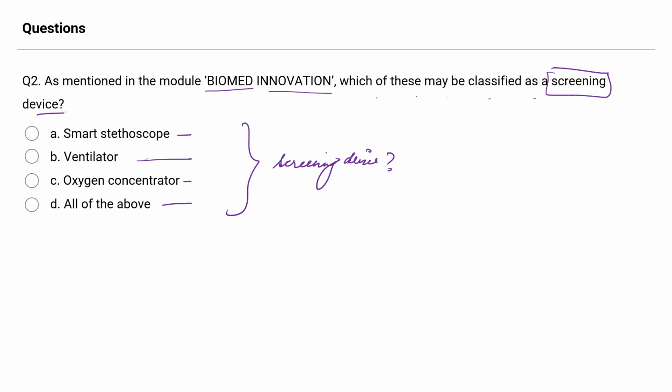It's a very easy question. It's a very direct one. Take your time and let me know. Which among them is the screening device? इनमें से screening device कौन सा है? Is it the smart stethoscope? Is it the ventilator? Is it the oxygen concentrator? Or is it all of them? Take your time.